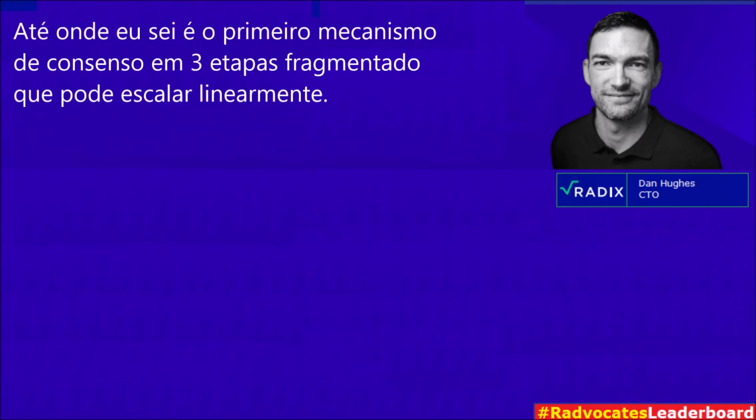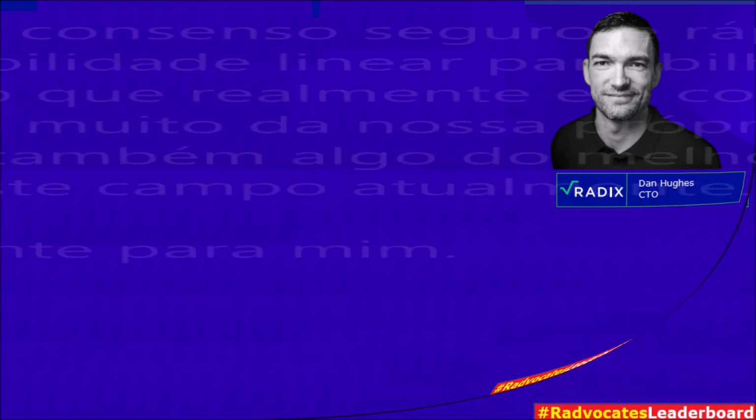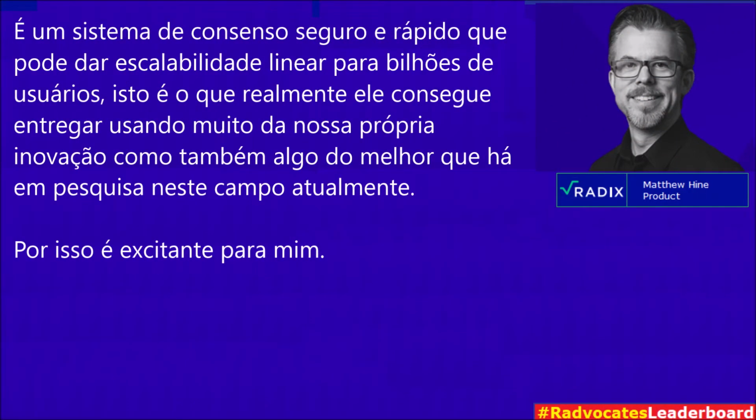As far as I'm aware, it's the first three-phase commit sharded consensus mechanism that can do linear scaling. It's a secure, fast consensus system that gives you linear scalability for billions of users. This is really what it manages to deliver using a lot of our own innovation, as well as some of the best research that's going on in the field right now, kind of collecting it all together. That's why it's exciting to me.